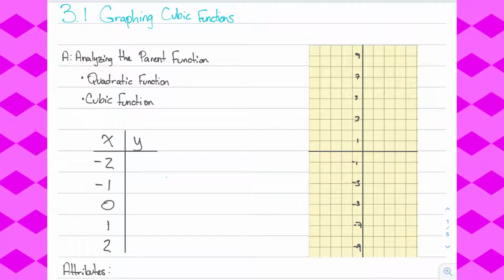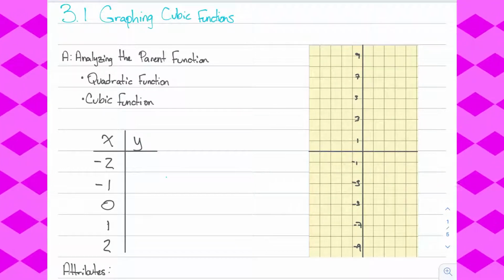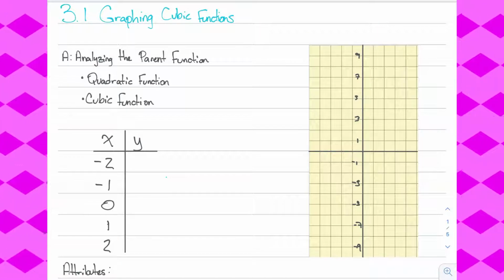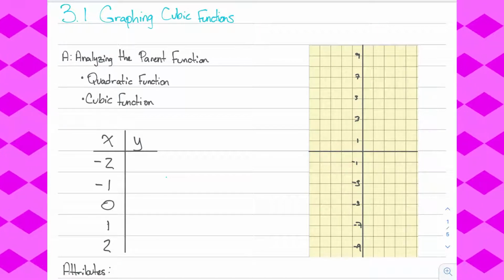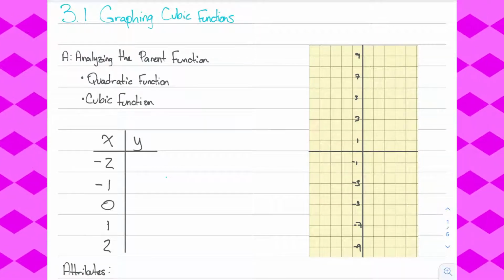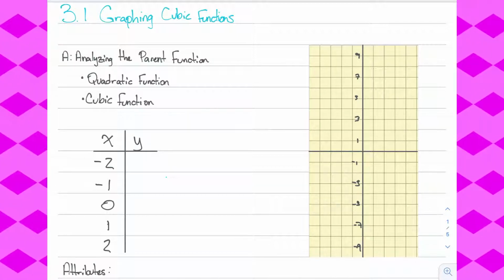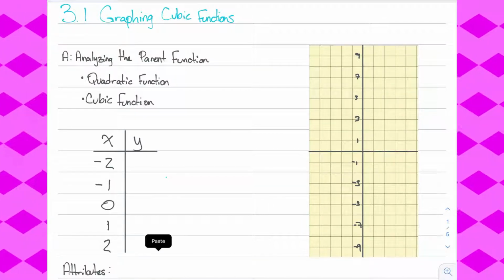Hi and hello. So today's lesson is going to be about graphing cubic functions. Now, just like we've done in the past, we're going to start with the parent function, and then begin to analyze it, and then graph it using transformations.